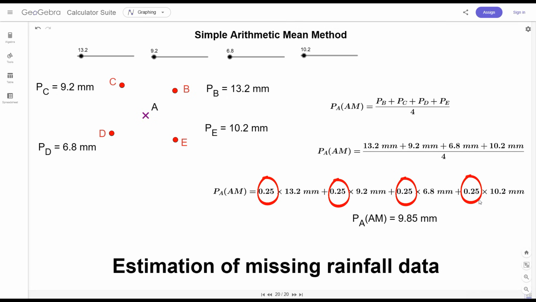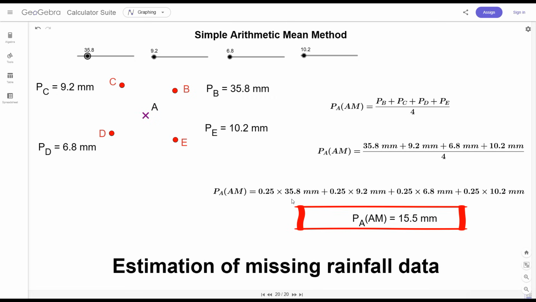So when we change rainfall value using sliders, you can see the contribution changes in the formula and in the final estimate. The advantage of this visualization will become more evident in the normal ratio and other methods.